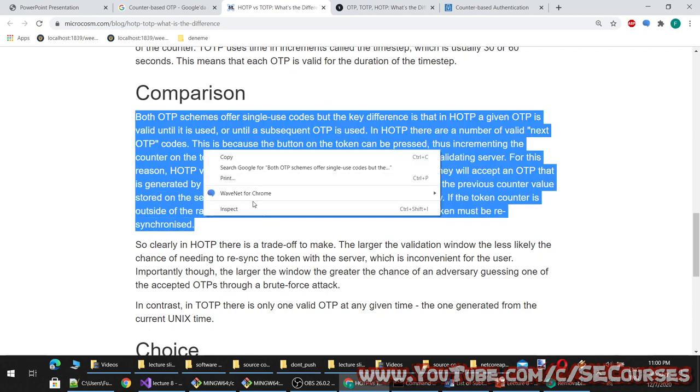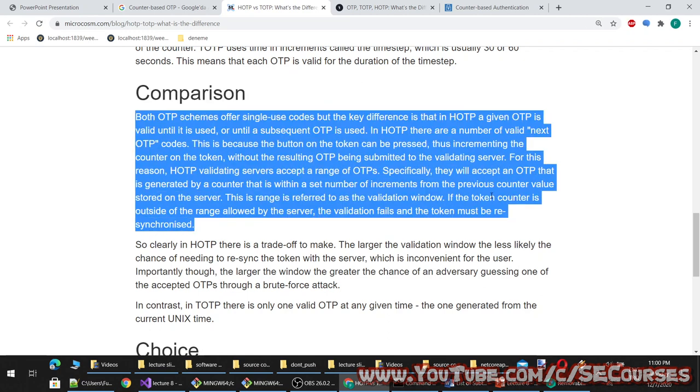Comparison. Both OTP schemes offer single-use codes, but the key difference is that in HOTP a given OTP is valid until it is used, or until a subsequent OTP is used. In HOTP there are a number of valid next OTP codes. This is because the button on the token can be pressed, thus incrementing the counter on the token, without the resulting OTP being submitted to the validating server.